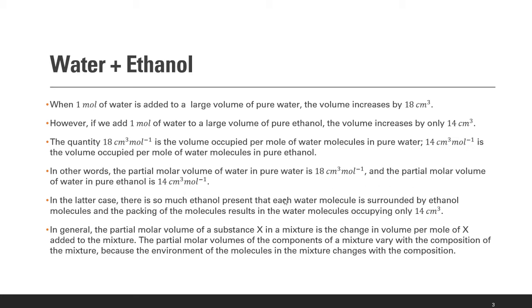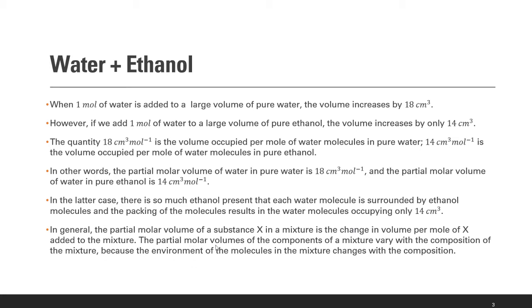And the latter is due to there being so much ethanol that each water molecule is surrounded by ethanol molecules, so the packing of the molecules results in the water only occupying 14 cubic centimeter. So in general, the partial molar volume of a substance X in a mixture is the change in volume per mole of X added to the mixture.